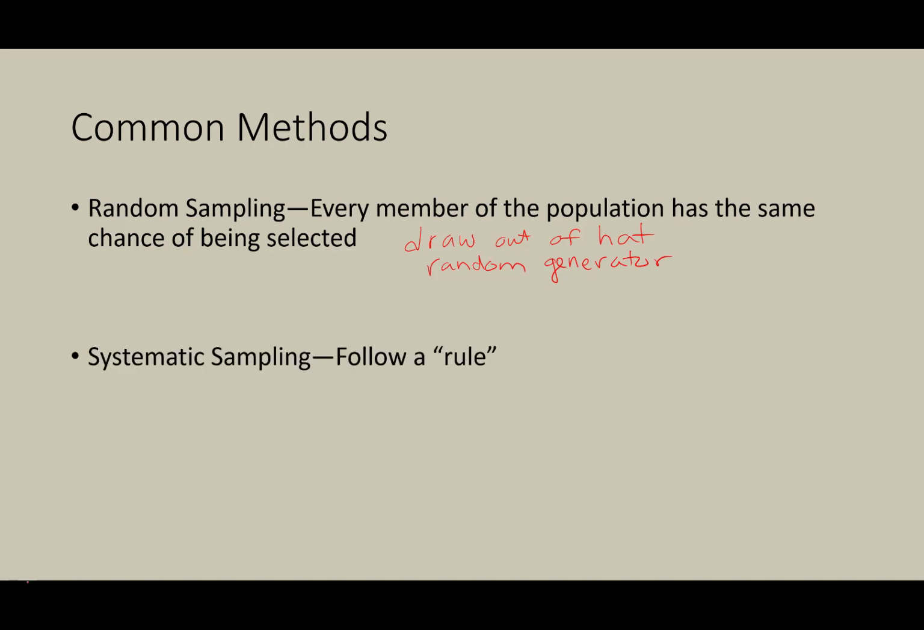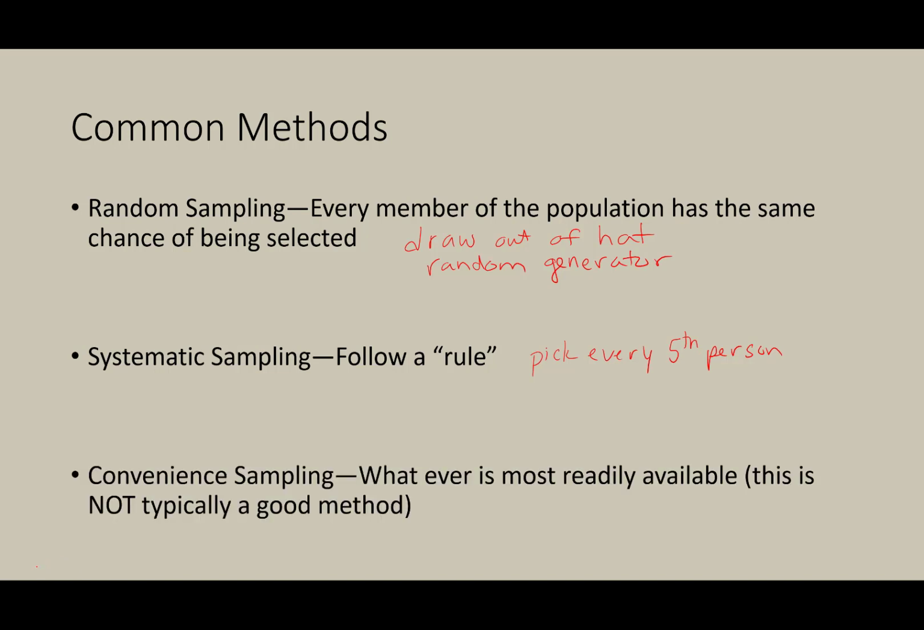Now we can also use systematic sampling, and with this we typically will follow a rule. So maybe you would have an alphabetical list of all the people in your population, and then you decide that you're going to pick every fifth person on the list. So that would be our rule that we would be following. That would be systematic, because we're going to follow this particular rule and every fifth person is going to be in our sample.